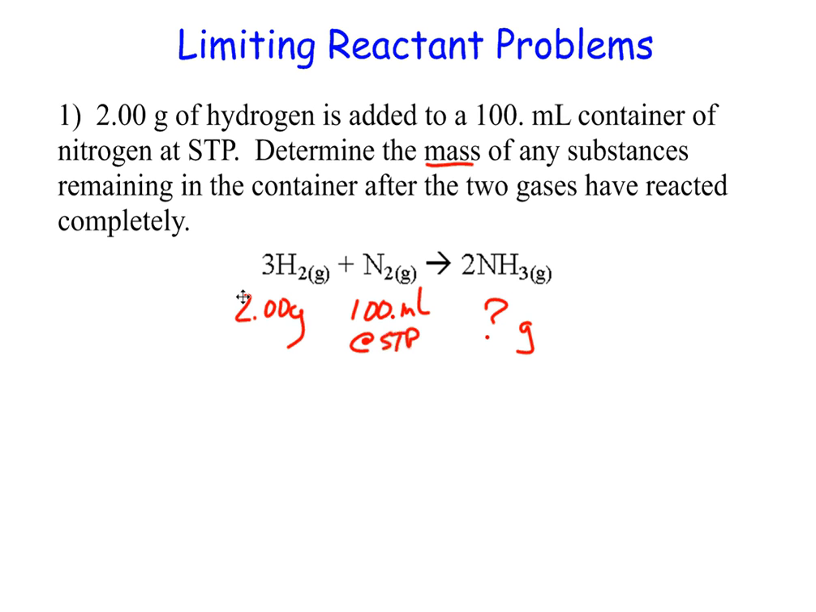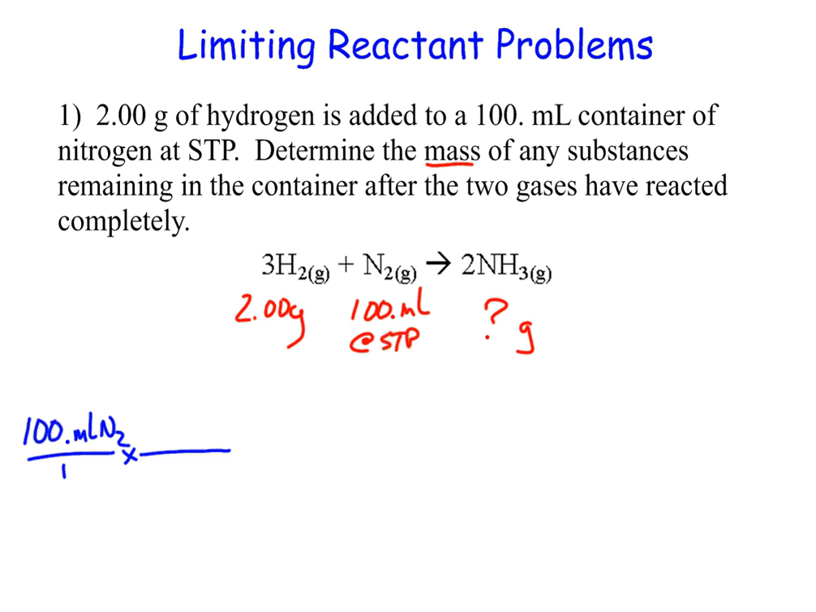So what I have to do at this point now is just choose one of the reactants and figure out how much of the other reactant I need so I can determine my limiting reactant. So I'm going to go ahead and choose the nitrogen to start with. So I've got 100 milliliters of the nitrogen gas. And what I want to do is go through a series of dimensional analysis conversions to figure out how much hydrogen I would need to react with all of that nitrogen.